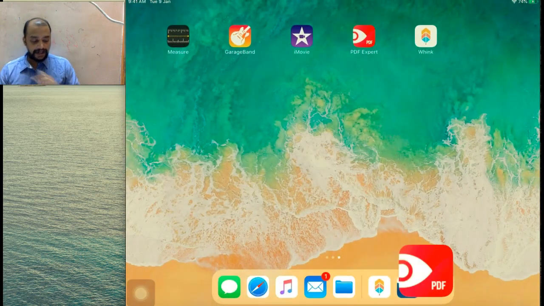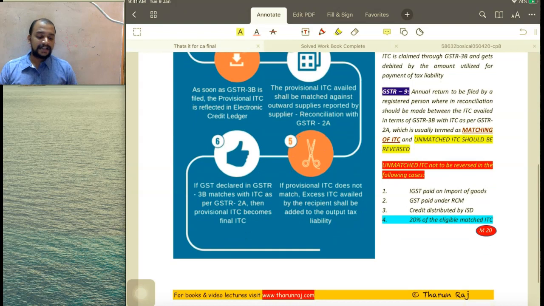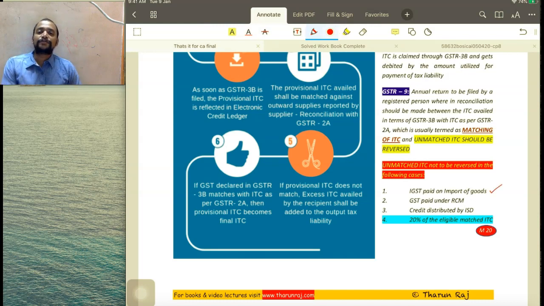Now, look into that information. Unmatched ITC not to be reversed in the following cases. Means in the following cases, matching is not required. The first point, IGST paid on import of goods. On import of goods, we will be paying basic customs duty, then social welfare surcharge, IGST, and a lot of other customs duties. Now, the IGST component is there.